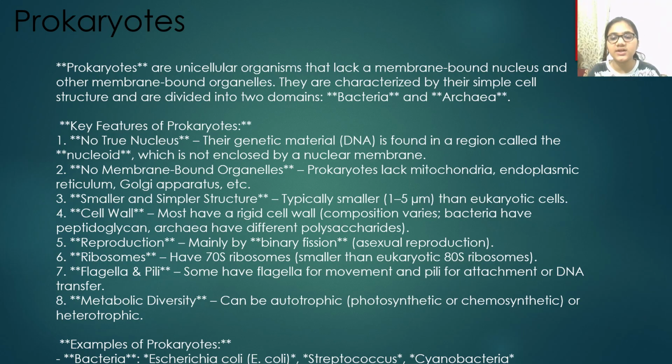Now we are going to see the prokaryotes and the eukaryotes. Okay, so let's see. Prokaryotes क्या होते हैं? They are the unicellular organisms which lack a membrane-bound nucleus and the other membrane-bound organelles. So they are characterized by their simple cell structure and are divided into two domains, bacteria and the archaea. So features of prokaryotes.